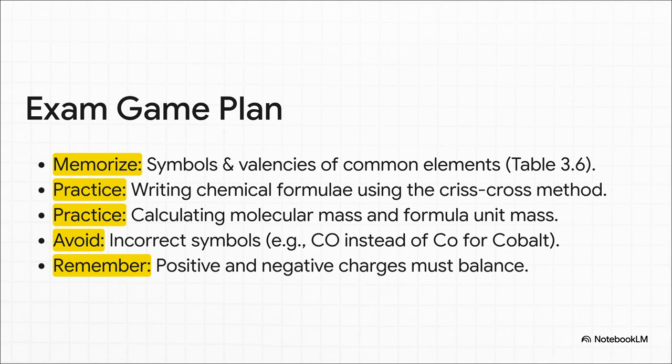Number 1, you have to memorize the symbols and valencies. Table 3.6 in your textbook is very important for this. Number 2, practice. Practice writing formula and calculating mass until it becomes second nature. And lastly, please be careful and avoid common mistakes. For example, the symbol for cobalt is Co, not CO. These small details matter a lot.